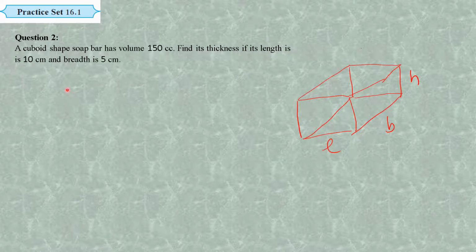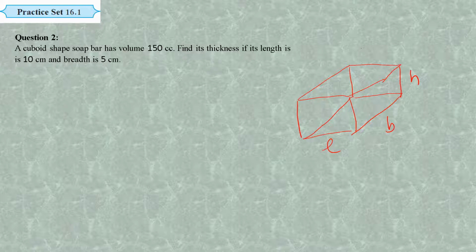Let us see the second question. It says a cuboid shaped soap bar has a volume of 150 cc. We have to find its thickness if its length is 10 centimeters and breadth is 5 centimeters.